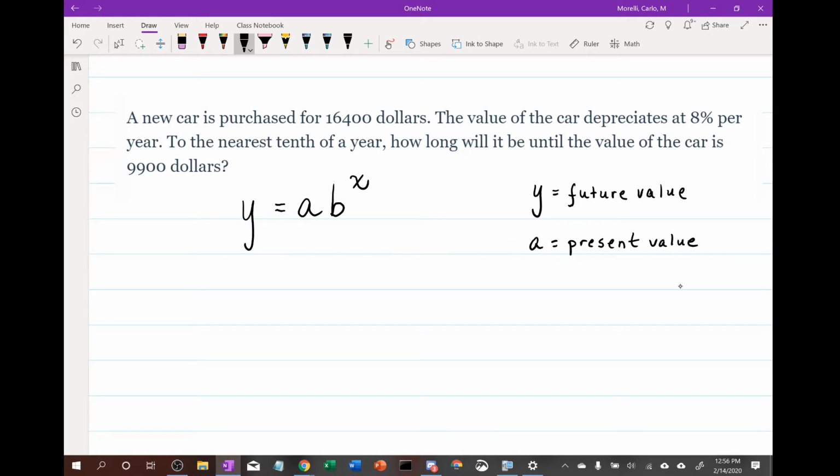Hold on. b depends on whether the thing is going up in value over time or decreasing. Is it increasing or decreasing? So this is b, and we need to write decreasing, because it's a different situation when it's increasing. So b equals 1 minus the rate. Now x represents, in this problem, time in years. Write this all down.